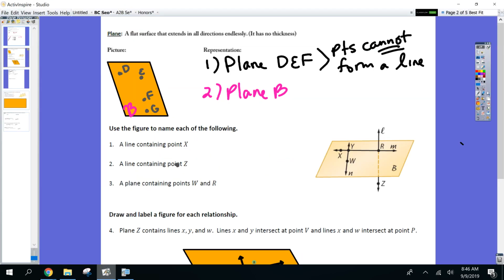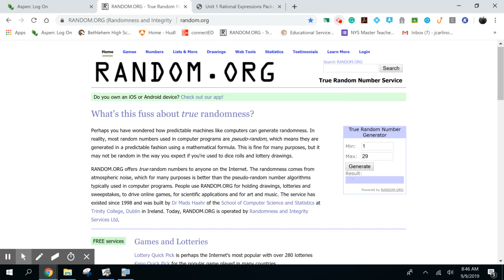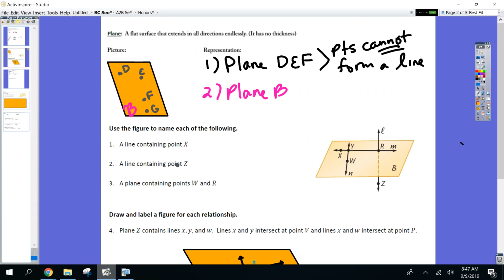First one, give me a line containing point X. A lot of different names you could have for it, but any line containing point X. Give me a line that contains point X. Line M, that's fine. And make sure we're starting to use the line symbols. Anybody else not call it line M? You called it something else other than line M? Did anybody use the points instead? Line XY, line XYR, line RY. A lot of different responses there.